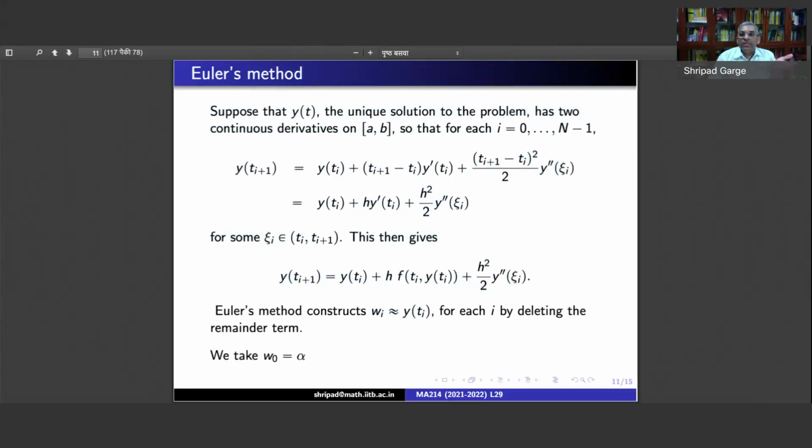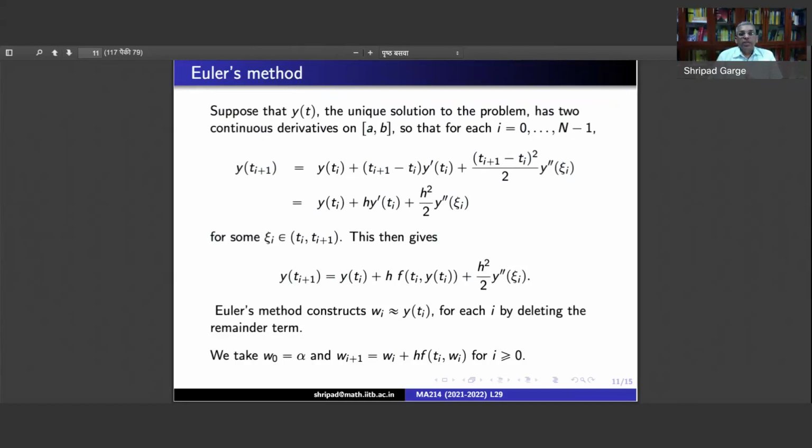What is going to be the initial value? Of course, the initial value is given to us to be alpha. So w_0 has to be alpha. And then w_{i+1} is w_i plus h f(t_i, w_i) for i greater than or equal to 0. Okay, so this is how we are going to consider these things. Of course, observe that w_0 equal to alpha is the exact solution. w_1 is an approximation to y(t_1).